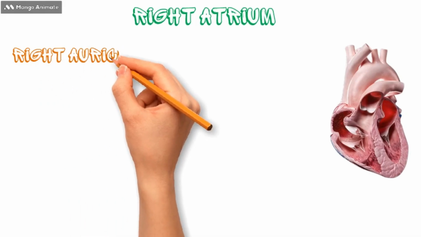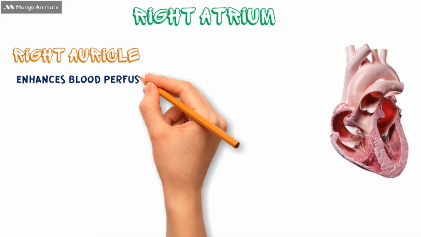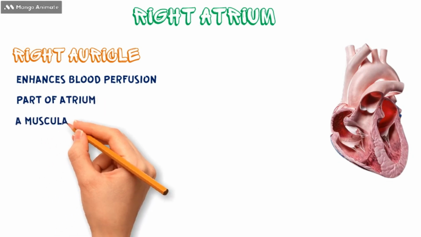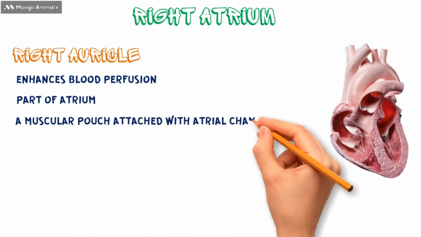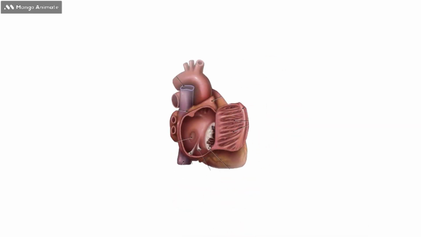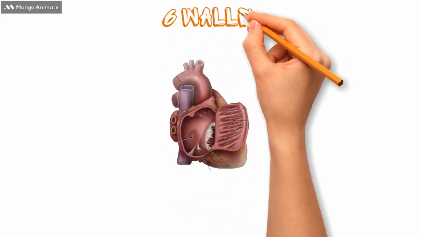The right atrium includes the right auricle, an extension that enhances blood perfusion. Remember, the auricle is just a part of the atrium, not a different structure, because I used to be confused with these. Upon removing the lateral wall of the right atrium, its internal structure becomes visible, revealing six distinct walls.